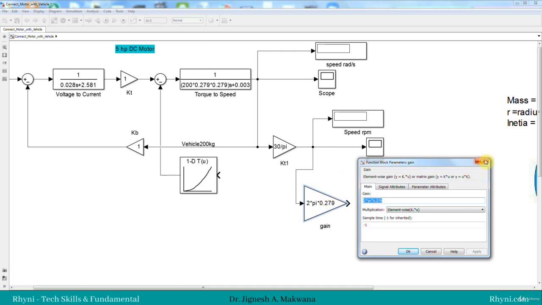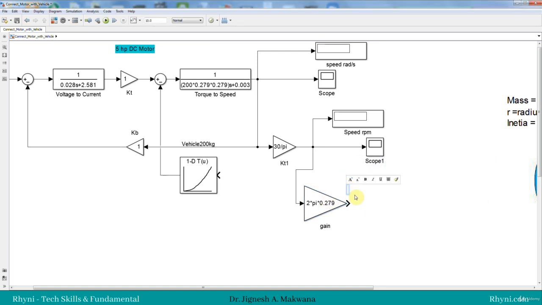So meter per minute. Here we will get the meter per minute, or if we divide it by 60 we will have the meter per second, but let it be meter per minute.